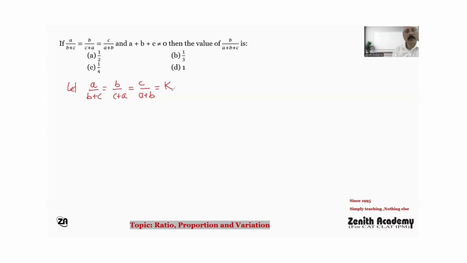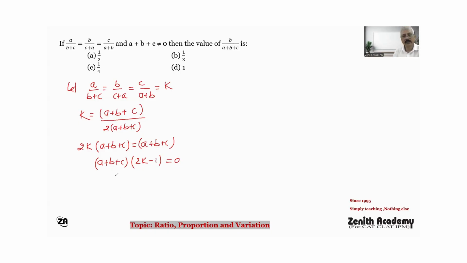this equal to K. Then in concept class, K will be equal to sum of numerator A plus B plus C over sum of denominator. So 2A, 2B, 2C this way. Now you can write this 2K times A plus B plus C is equal to A plus B plus C. So now you can say this A plus B plus C times 2K minus 1 equal to 0.